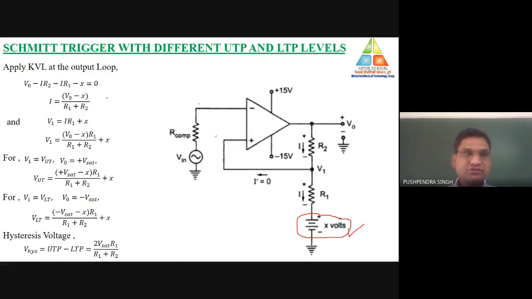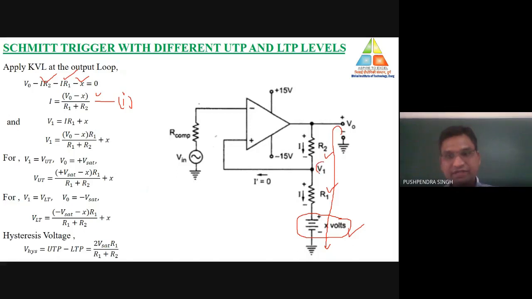Let's see. Apply KVL at the output terminal. From V0 minus to plus, plus V0, then plus to minus, minus I into R2, then plus to minus, minus I into R1, then plus to minus, minus X is equal to 0. And from there, the value of I will be I is equal to V0 minus X divided by R1 plus R2.